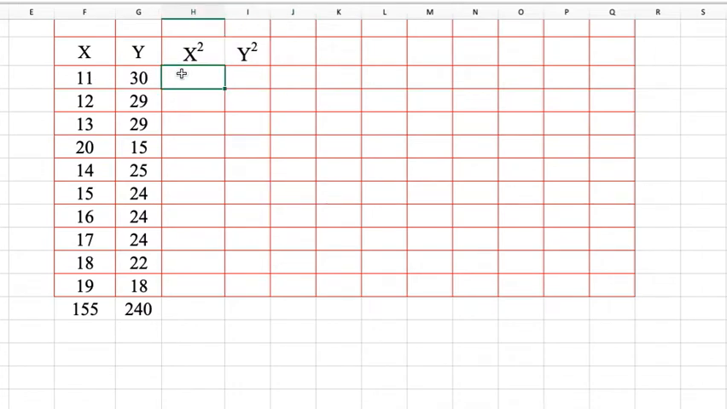If we take the first one, 11 square, it is 121. If we take 12 square, it is 144. If we take 13 square, it is 169. Now if we take 20 square, it is 400. Then if we take 14 square, it is 196. If we take 15 square, it is 225. If we take 16, it is 256, right? So this was by the manual method.